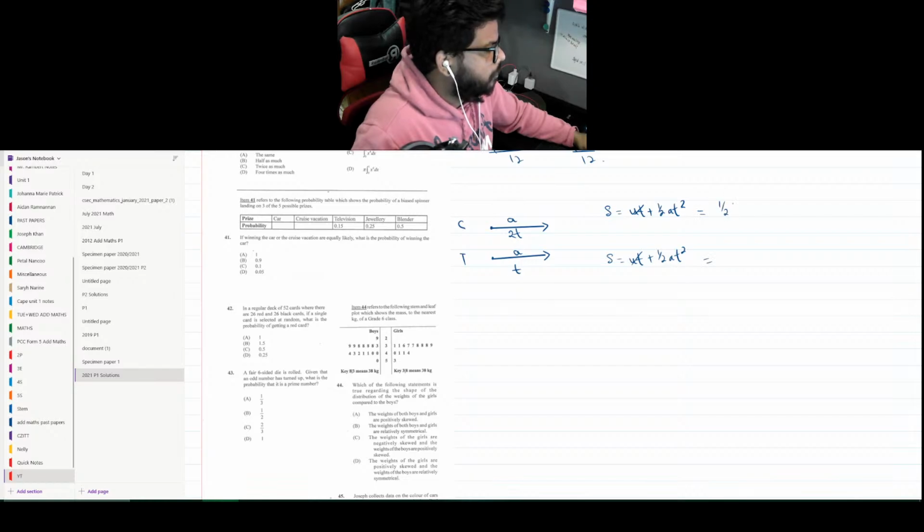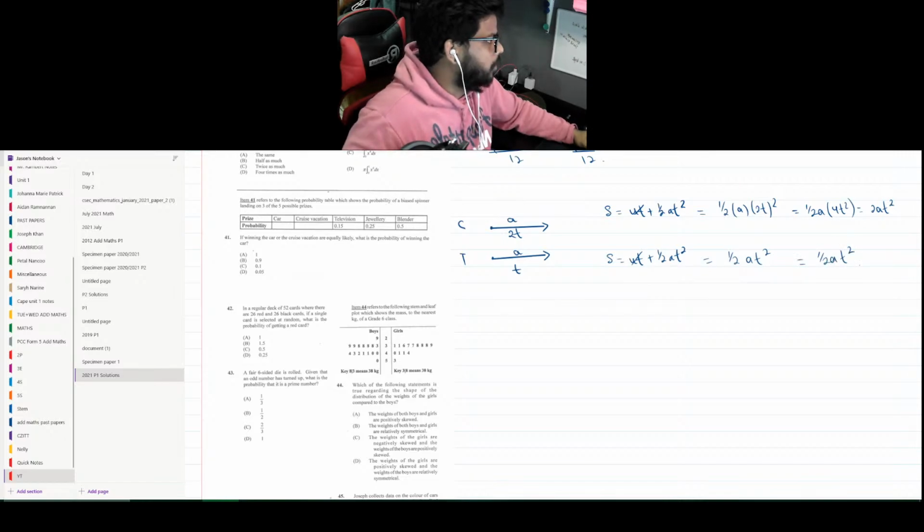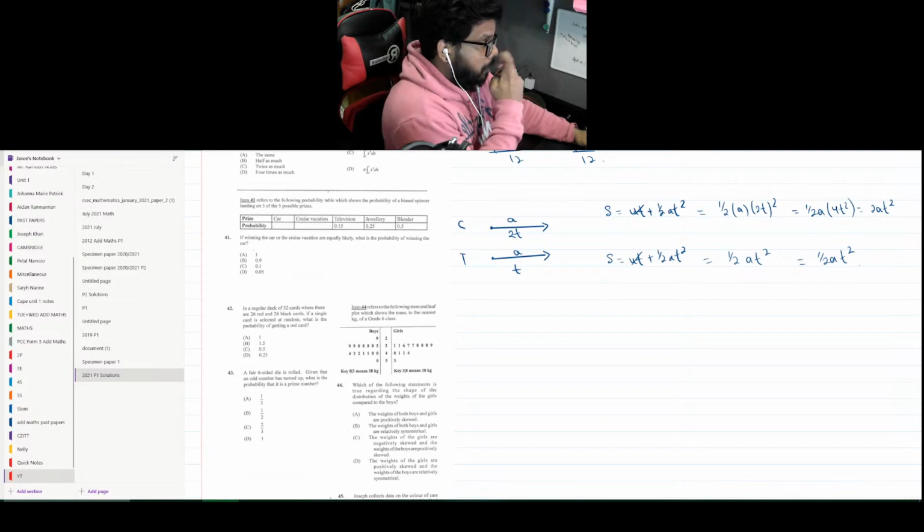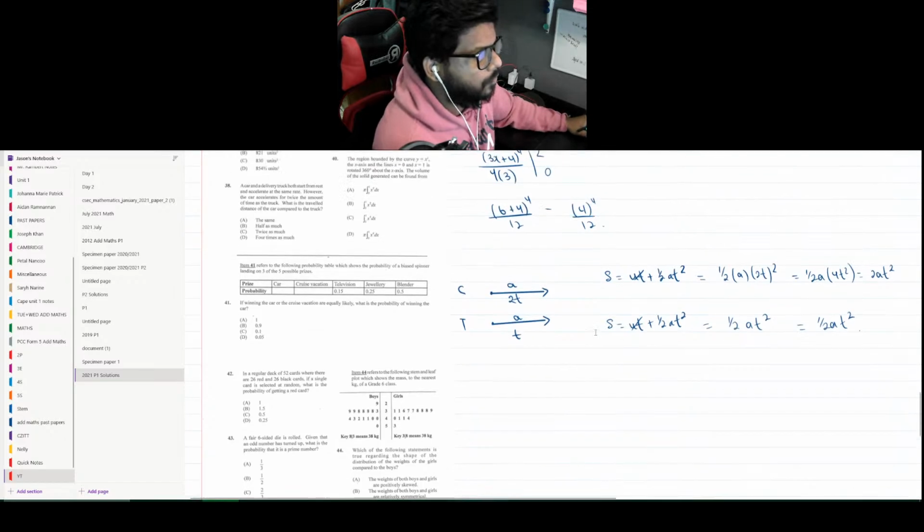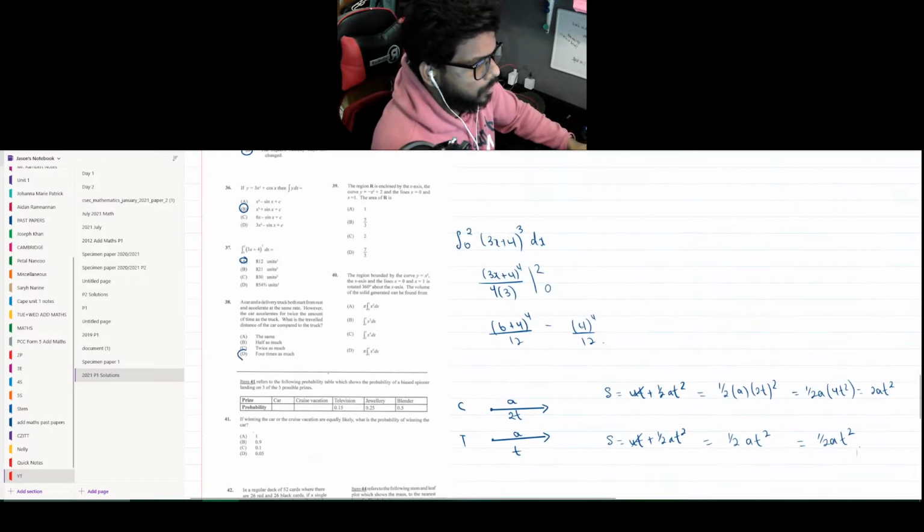So a half, the acceleration is a and the time is 2t squared. For the truck, a half, the acceleration is a and the time is t squared. The car's distance will be a half a multiplied by 4t squared, which is 2a t squared. Here it will be a half a t squared. Alright, so it travels 4 times the distance. So the answer is D.